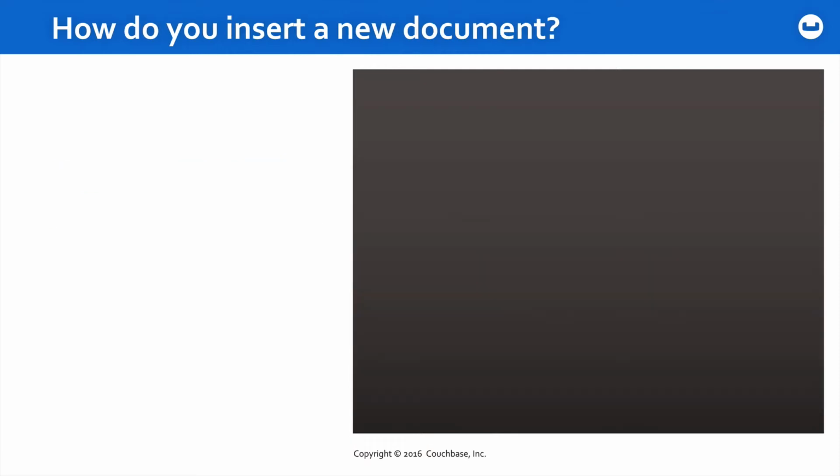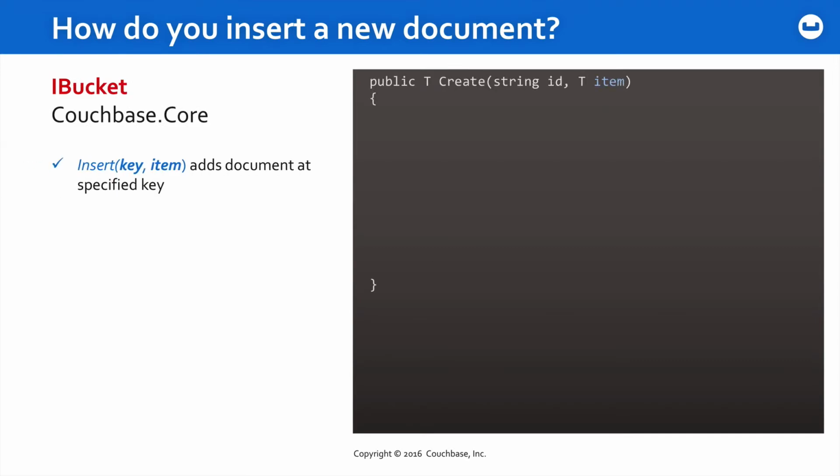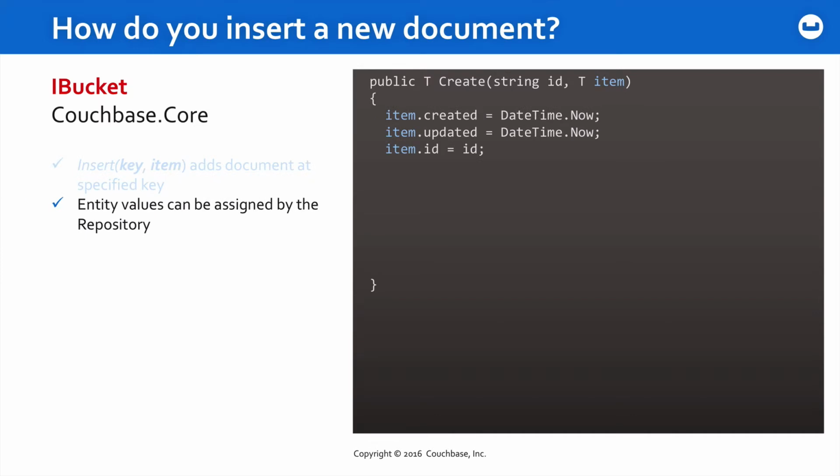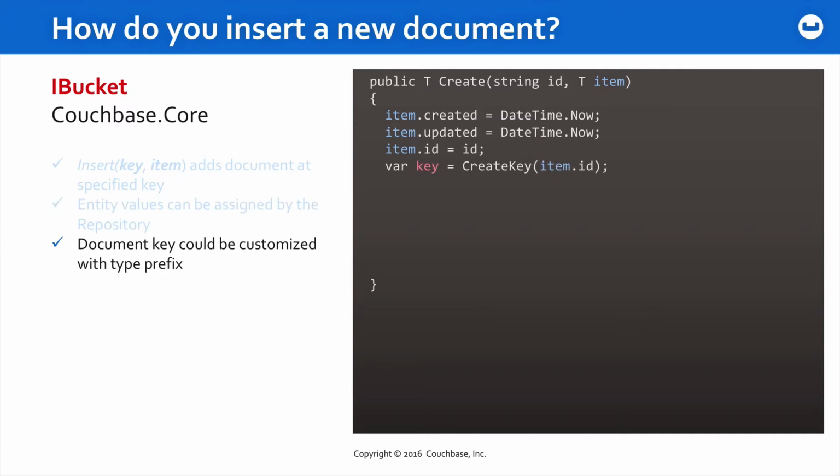So how do you go about inserting a new document? Well, that's pretty straightforward. There's an insert method on your bucket. Now the repository, of course, might expose a create method just because CRUD is something many of us are very used to, but you just pass a key and an item to the insert method of your bucket. So that item here within the repository, you would update with the created, updated, ID, and so on.